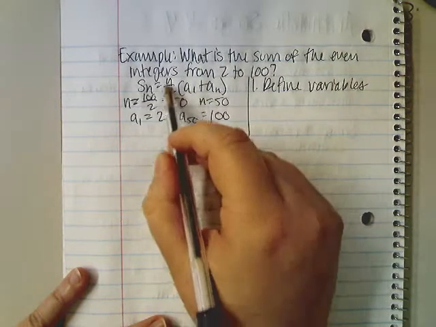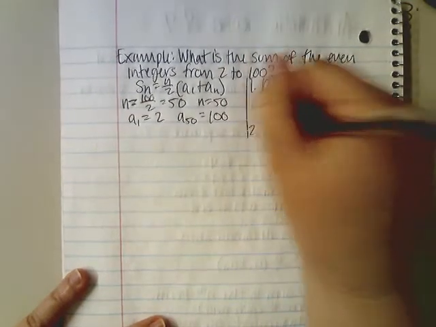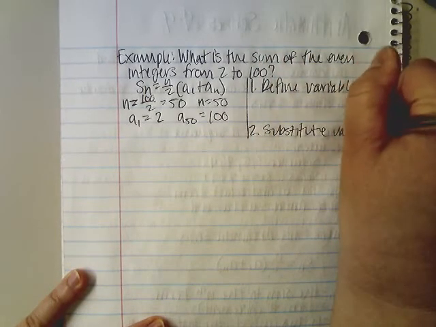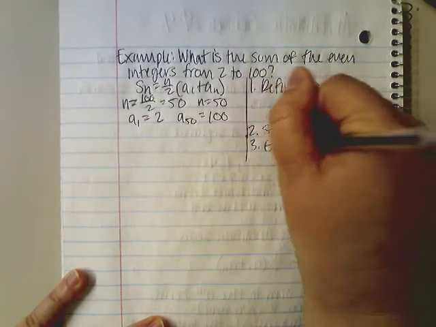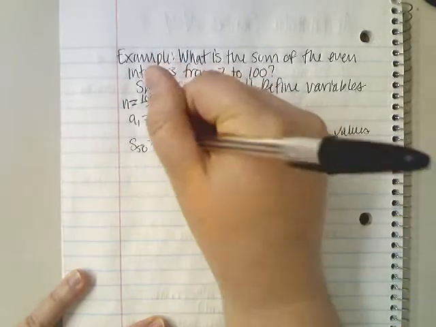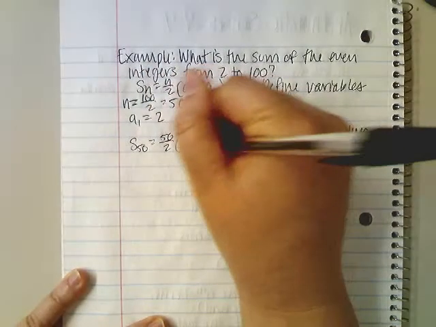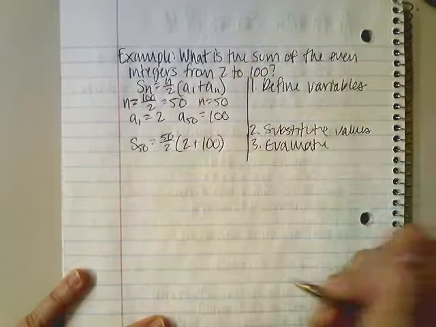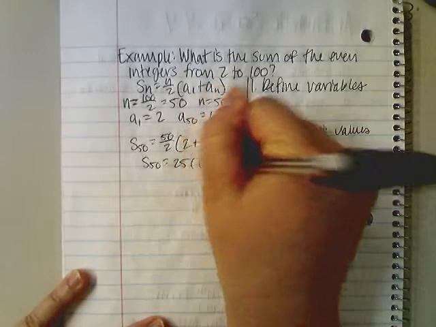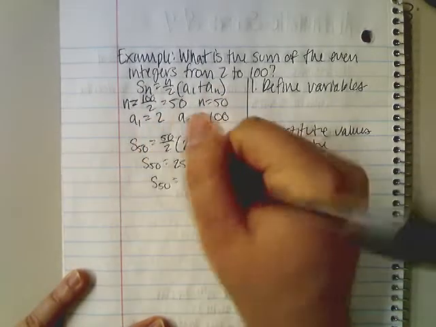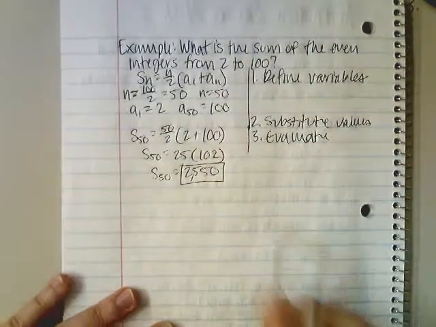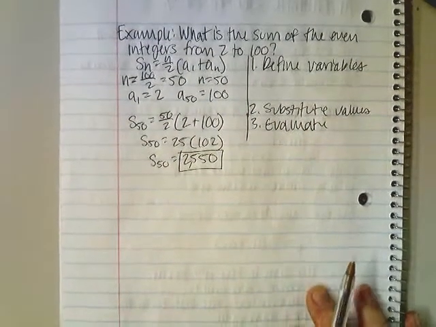So I know all the variables in here, so I can go ahead and substitute those values into my formula and then evaluate. So if I substitute, I have S50 equals 50 over 2 times (2 plus 100), and that becomes 25 times 102, or 2,550. So the sum of the even integers from 2 to 100 is 2,550.